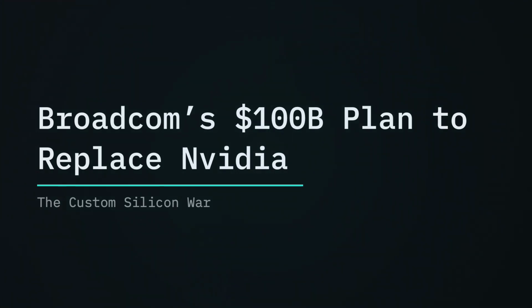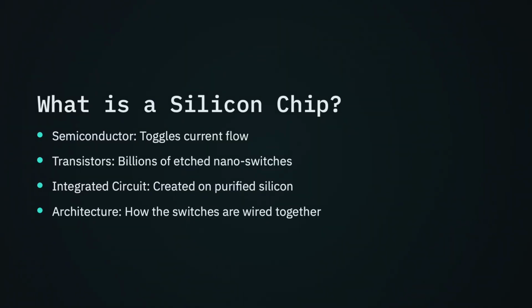AI workloads have pushed general-purpose silicon to a physical wall, triggering a silent, multi-billion-dollar revolution in how computer chips are designed, manufactured, and networked. But before we look at the architectures, what actually is a silicon chip? Silicon is a semiconductor, a material that can either conduct electricity or block it depending on how we control it. By purifying silicon and etching billions of microscopic switches called transistors onto it, we create an integrated circuit. When we organize these switches differently, we get completely different computing architectures.